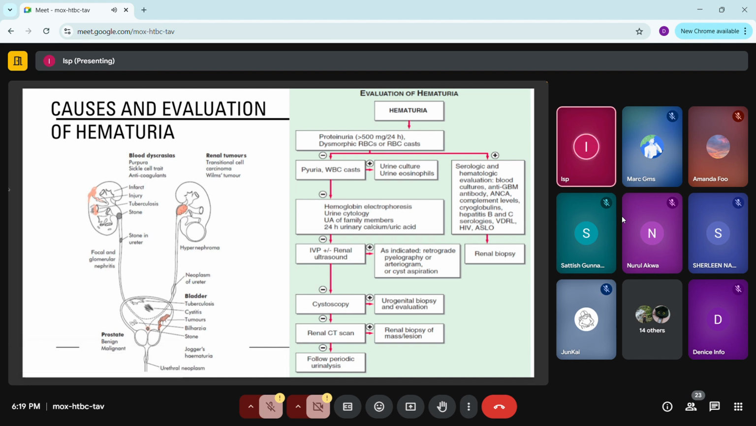Then in the kidney, there are also other causes like renal infarct. Those are not common as well. They happen in hypoperfusion or septic emboli. Tuberculosis is also not common. The common thing is still stone. So stone gives you hematuria. At the same time, it also gives you pain, especially when you have a stone obstructing the ureter.